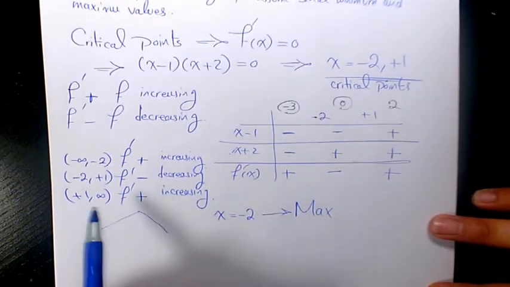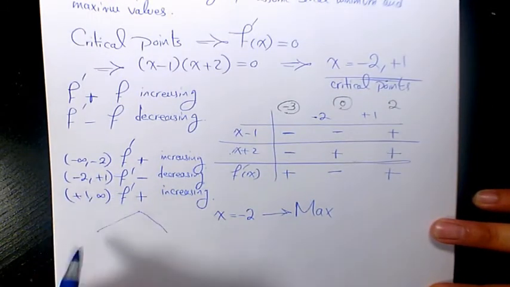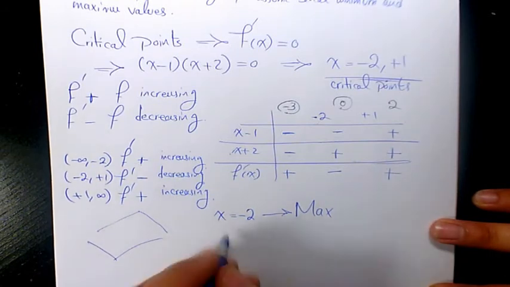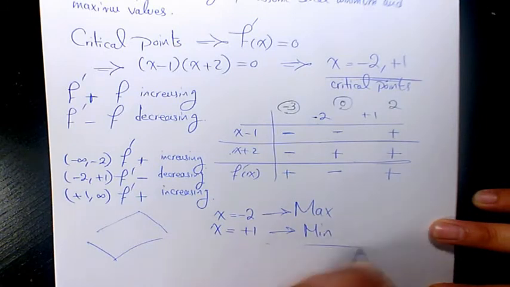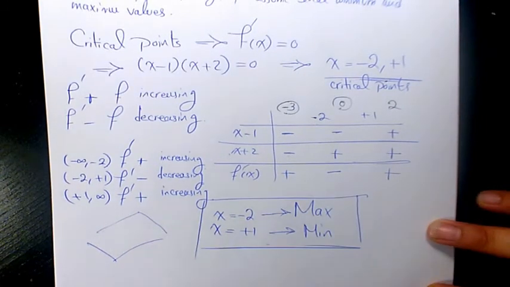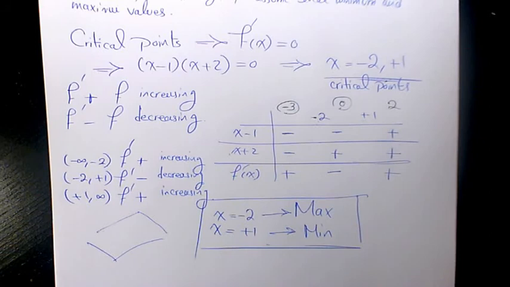On the other hand, for the point plus 1, it's decreasing first and then increasing. So x equals plus 1, that's a minimum. So these are the local minimum and local maximum of this function.